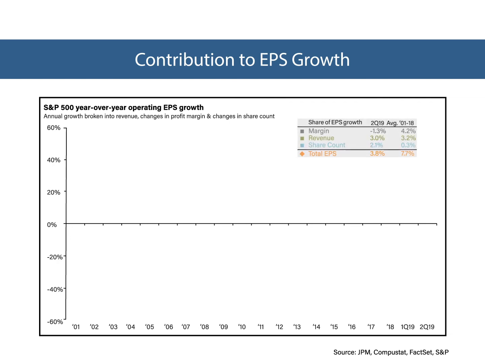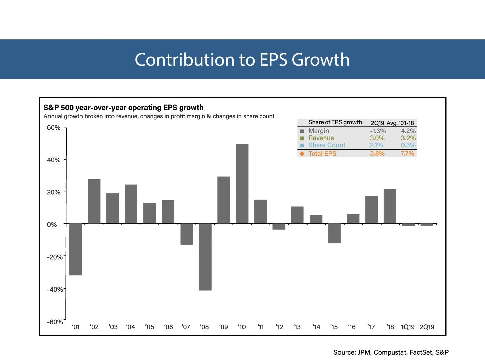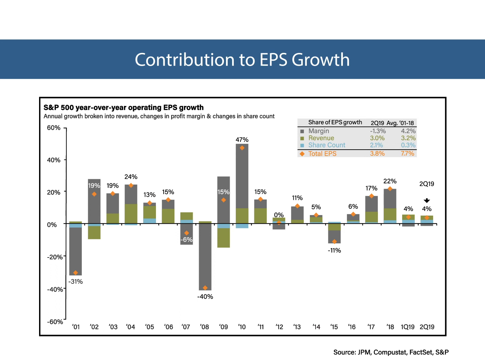Each color is showing a contribution to earnings growth from three different factors. The gray bar is margin, so the profit margin companies are able to get for $1 of revenue. The olive color bar is revenue growth, how many dollars the company is able to make. And the last, the light blue bar, is share count reduction. Companies can increase their earnings per share by buying back their stock and reducing the number of shares outstanding.